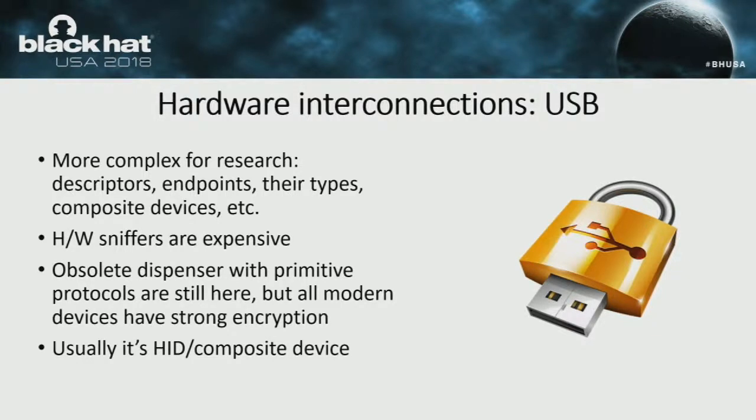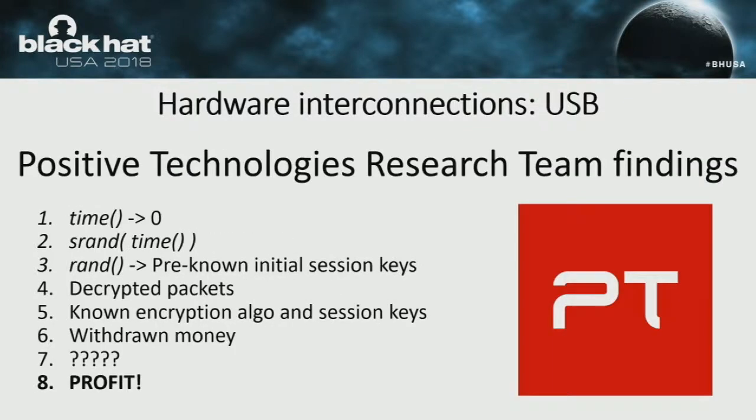Let's look at examples of real attacks on more sophisticated USB dispensers. One of the findings of the Positive Technologies research team in devices of this type in 2014 was incorrect initialization of the random function, so the initial key was predictable. In this regard, the currently implemented encrypted protocol appeared to be vulnerable. This error allowed iterating the session encryption key in finite time and then sending a command to issue cash. This vulnerability was fixed by the vendor.